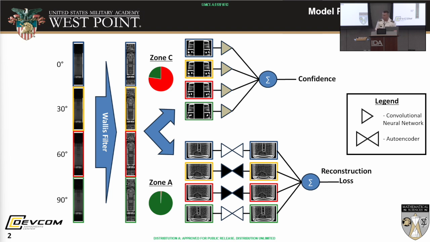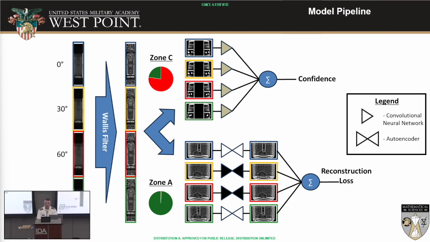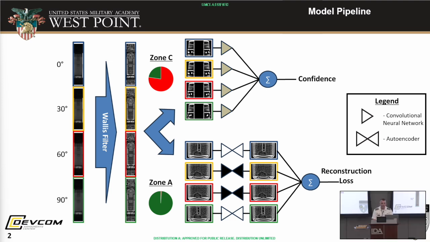So going back, here's my model pipeline for the project. On the far left, what you're seeing is 4 images of the same exact munition taken from 30-degree deflections of each other to try and get a full picture of the entire round. After that, we applied the Wallace filter, which we found to be the most effective enhancement technique to try and bring some of these defects to the surface, to all 4 images.